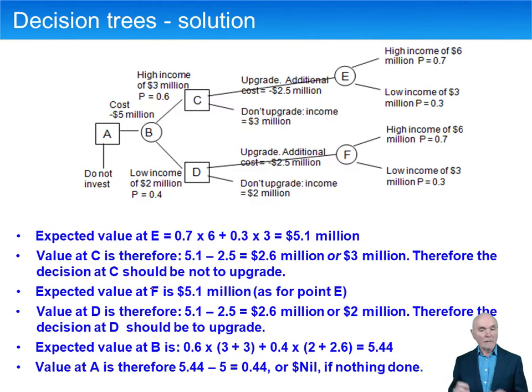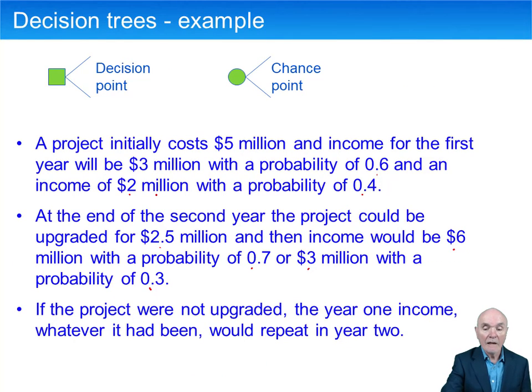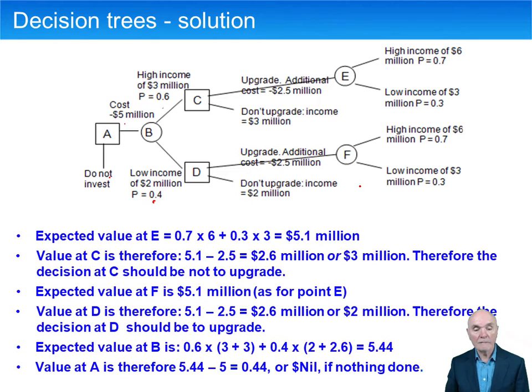Well, going through it nice and slowly. Now we have a decision to make, either to not invest or invest. If we invest, then we spend 5 million. And then we sit and wait to see what unfolds during year 1. And there was a 0.6 chance of high income of 3 million and a 0.4 chance of low income of 2 million. That's simply repeating this first paragraph here. A 0.6 chance of 3 million or a 0.4 chance of 2 million.